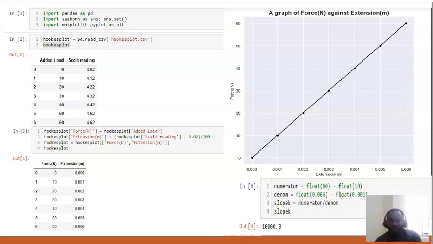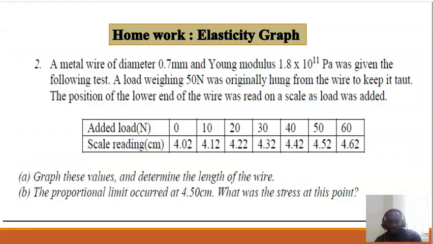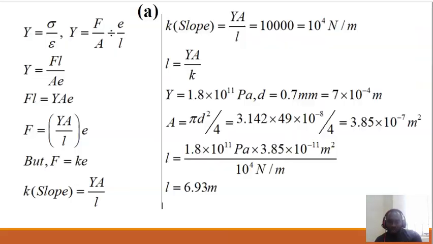The next thing is to look at problems A and B, where I realized most of us didn't really understand the question. So let's go back to the question. In A, after graphing the values, we have to find the length of the wire. So what are you supposed to do? What you're supposed to do is to derive a relation from Young modulus.